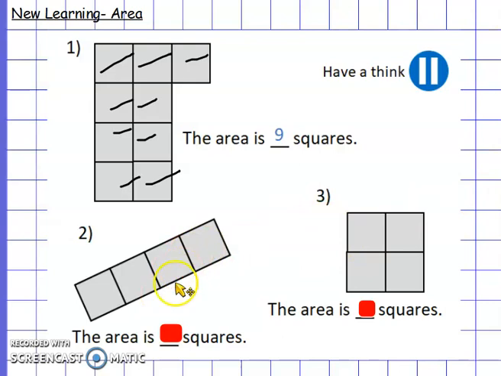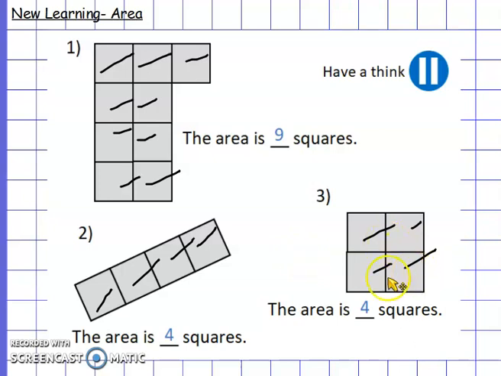What about these two? Do you notice anything about them? Let's try number 2. 1, 2, 3, 4. And number 3, 1, 2, 3, 4. Yes, even though these shapes look very different, they both have an area of 4 squares, which goes to show that just because one shape is longer and one shape is shorter doesn't necessarily mean that they have a different area.